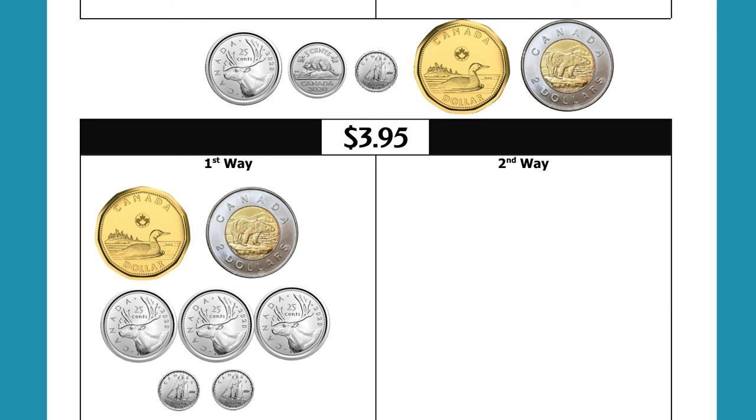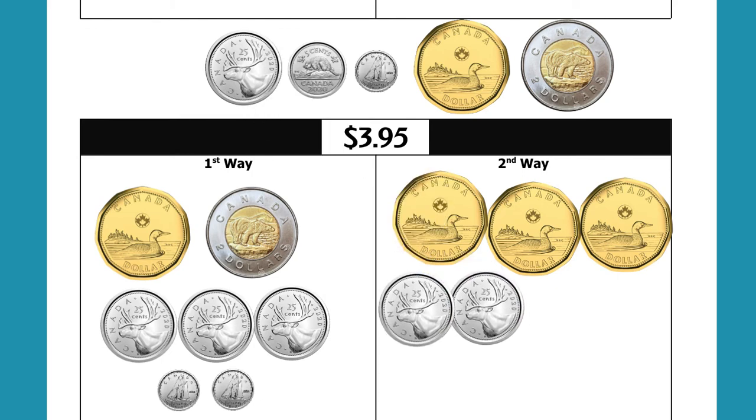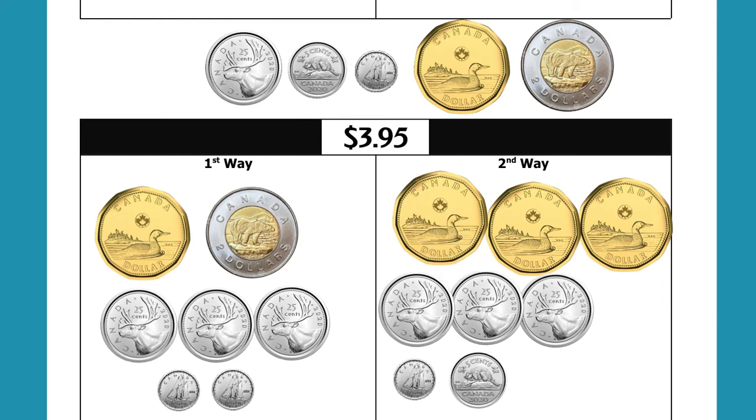And in a different way, maybe we won't use a toonie this time. We'll use 3 loonies. And then again, we'll go with 3 quarters. And now a different way, instead of using 2 dimes, maybe we'll just use 1 dime. So that gives us 85 cents. And then maybe we'll use a nickel, which will get us to 90 cents, and another nickel to get us to 95 cents. So again, both ways show us $3.95.